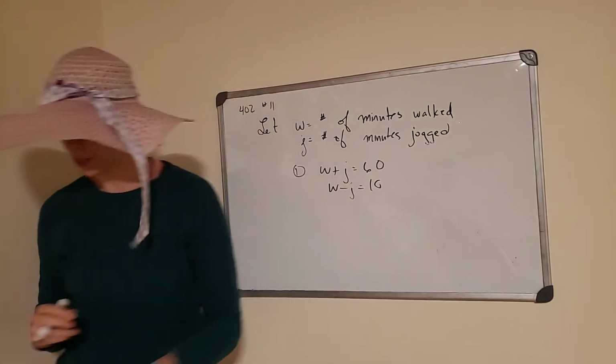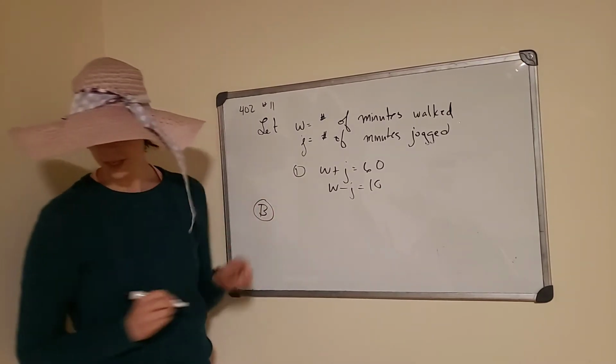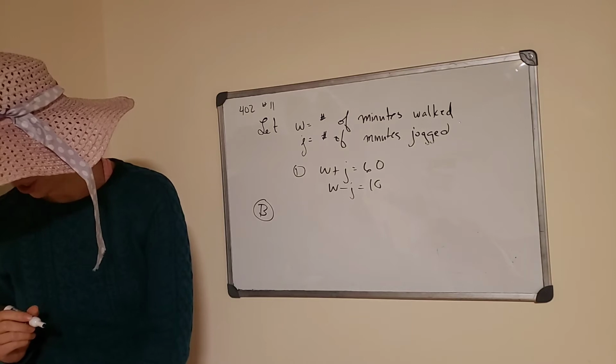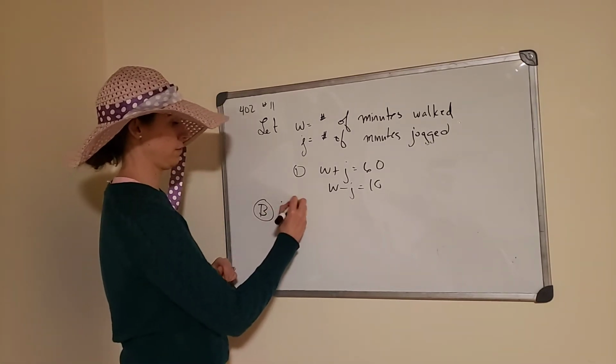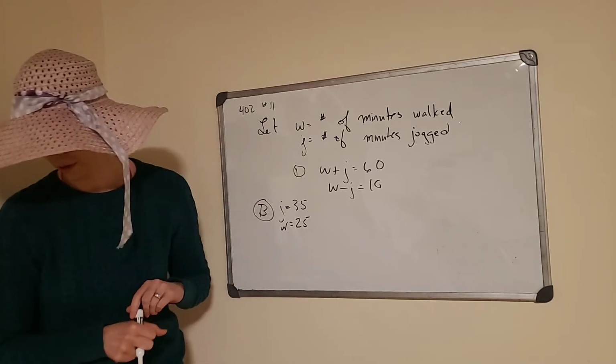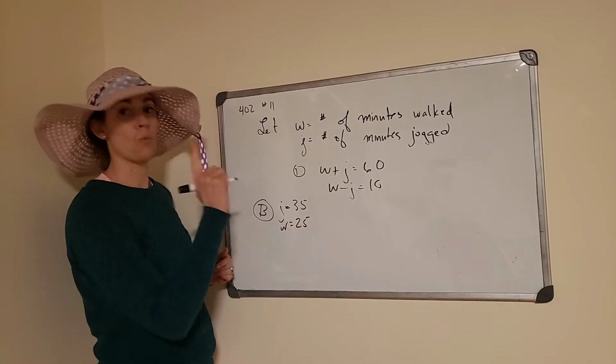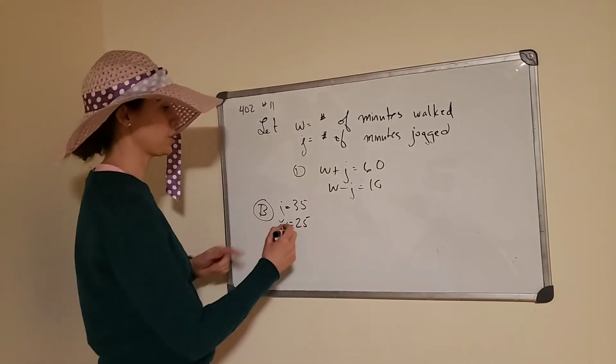Okay, so let's do that with the second one. The solution B said that she jogged for 35 and walked for 25. Okay, I know right off, that's not going to be right. It can't be right. There's only one correct solution. We already found it, but let's just plug it in for fun.